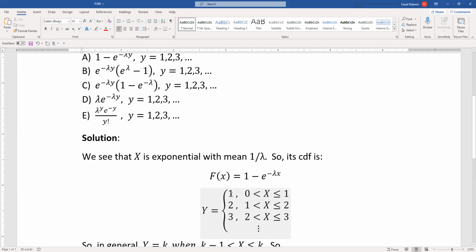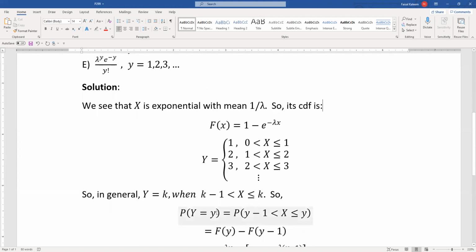Now, for example, 2 is also an integer which is greater than or equal to X as long as X is in this range, but 2 is not the smallest because 1 also does the job. So 1 is the smallest integer that is greater than or equal to these X values. Similarly, when X is greater than 1 and less than or equal to 2, then the smallest integer which is greater than or equal to the values of X in this range would be 2, and so on. And therefore, in general, Y will be equal to k when X is between k minus 1 and k.